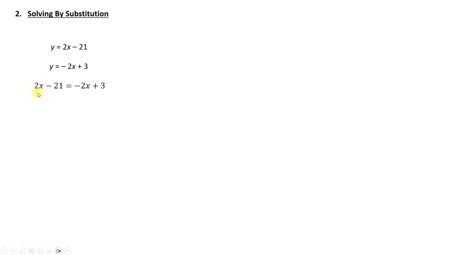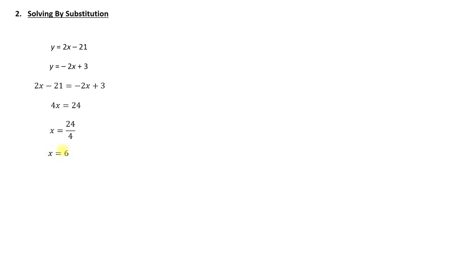We can say that 2x minus 21 equals -2x plus 3. Now we simply isolate our variable. We get our variable on the left-hand side and our numbers on the right, and solve for that variable. And we're left with a value of 6 for that variable.